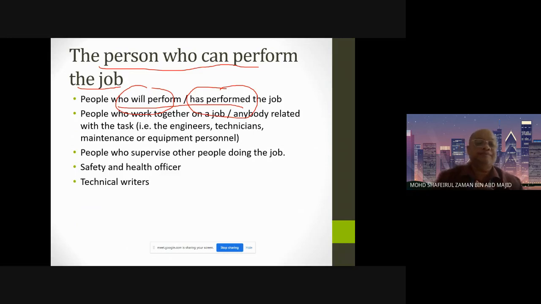Number two, people who work together on a job or anybody related with the task: the engineers, technicians, maintenance or equipment personnel. So the SOP can also be for a group of people performing the task. Let's say in your team there are engineers, technicians, and maintenance personnel. You have three groups of people working with you for the job, and all these three groups can refer to the SOP.